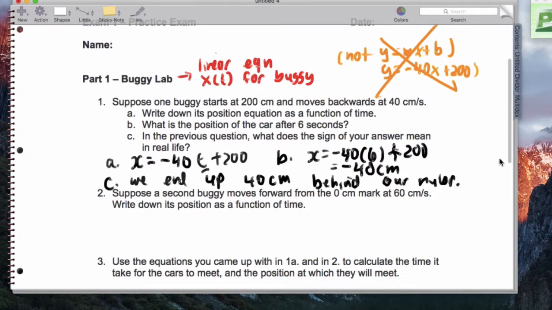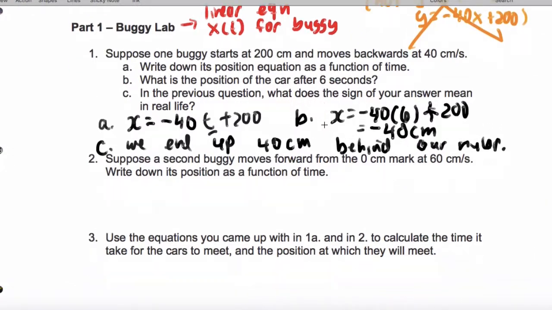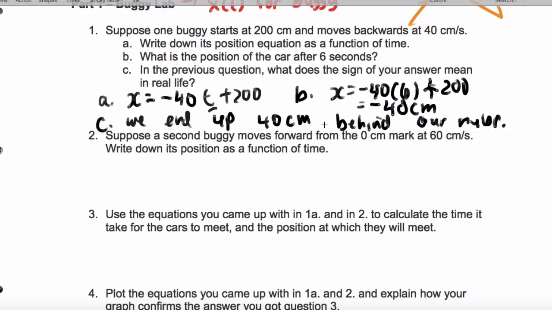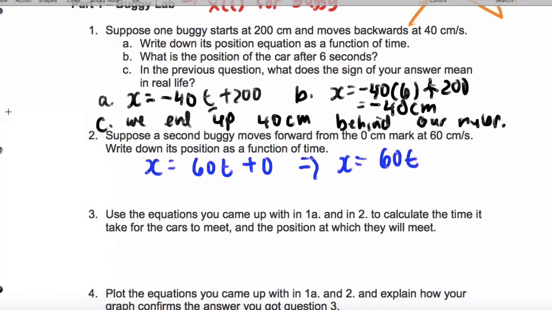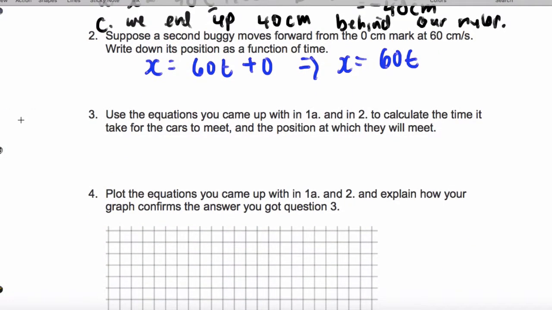So that's number 1. Now, for number 2, it says suppose the buggy moves forward from the 0 centimeter mark at x equals 60. We want to write down its position as a function of time. Very similar idea. There's going to be x is 60 times t plus 0, or if you prefer, x equals 60 times t. Now, it says use the equations you came up with in 1a and 2 to calculate the time it takes the cars to meet and the position at which they will meet.